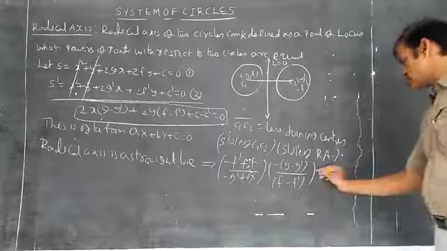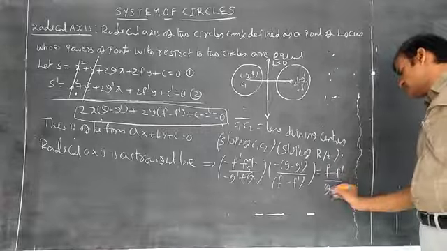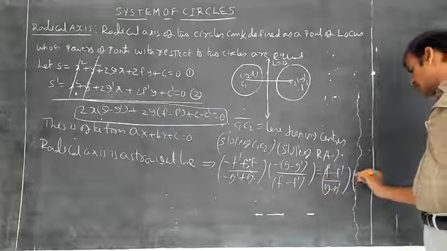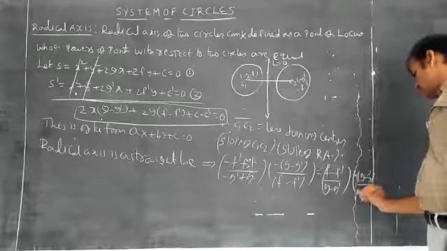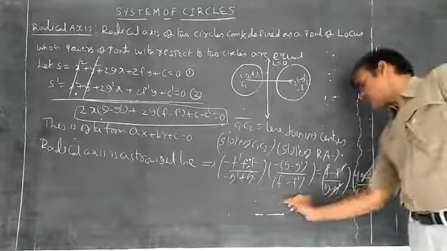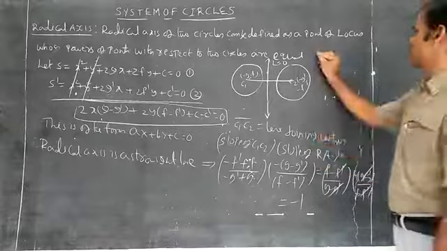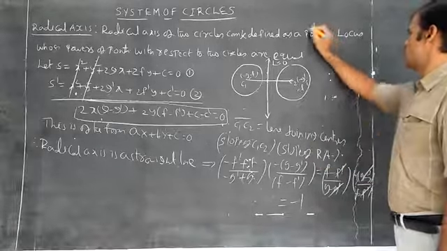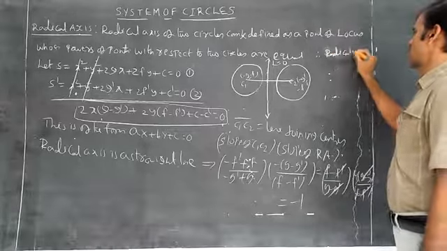Now it becomes: take common f minus f dash by g minus g dash into minus g minus g dash by f minus f dash. The g minus g dash and f minus f dash get cancelled here. The product of slopes we got as minus 1. Therefore we can conclude that the radical axis and the line joining centers are always perpendicular.